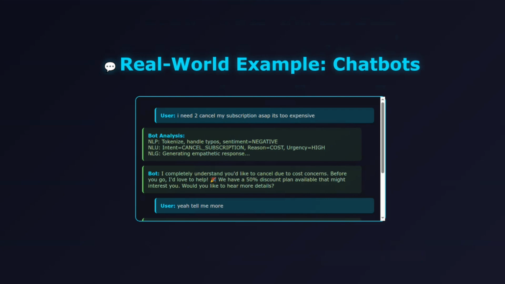Instead of "intent detected, action, cancel, reason, cost," the bot generates, "I understand you'd like to cancel due to cost concerns. Before you go, I'd love to help you. Would you be interested in our 50% discount plan?" This response shows empathy, acknowledges the specific concern, cost, offers a solution, and uses conversational language. All three working together turned a messy, misspelled user input into a meaningful interaction.